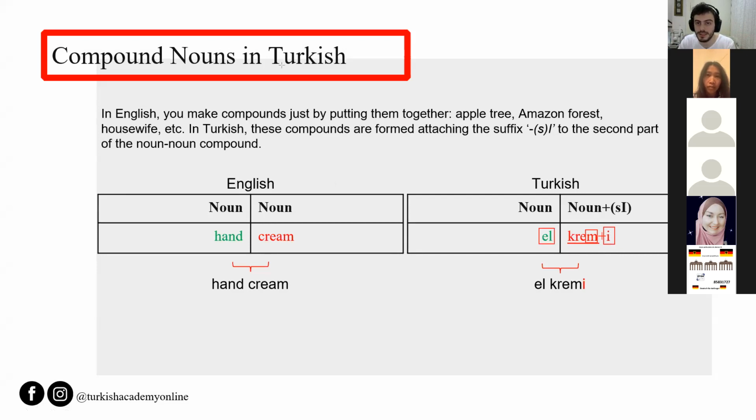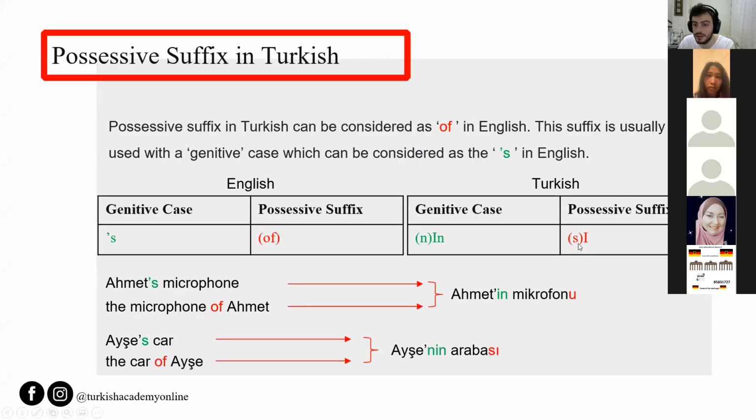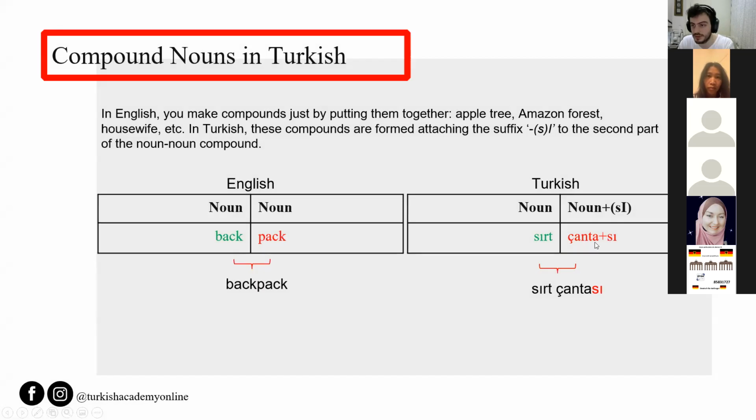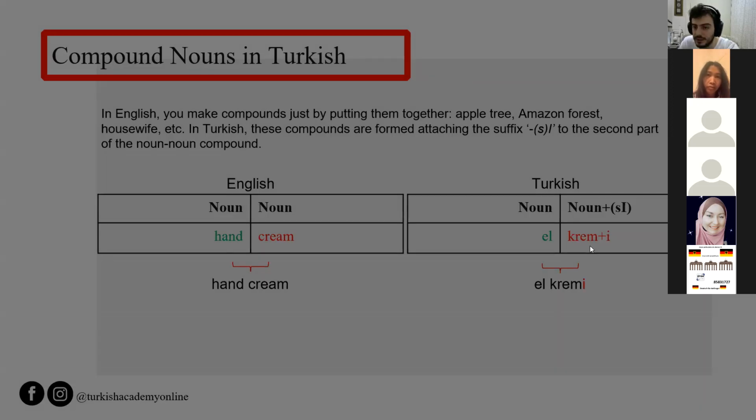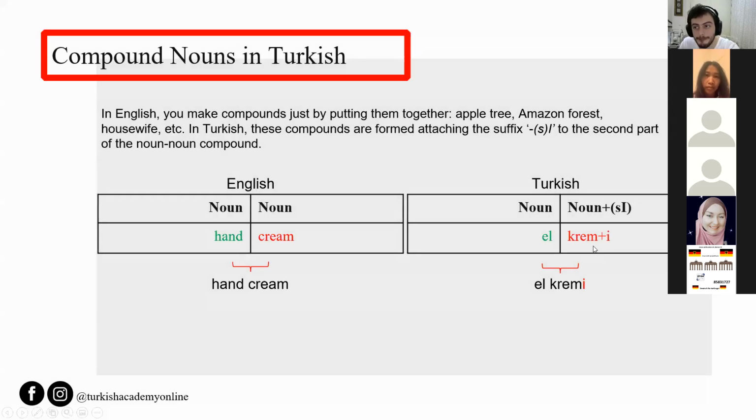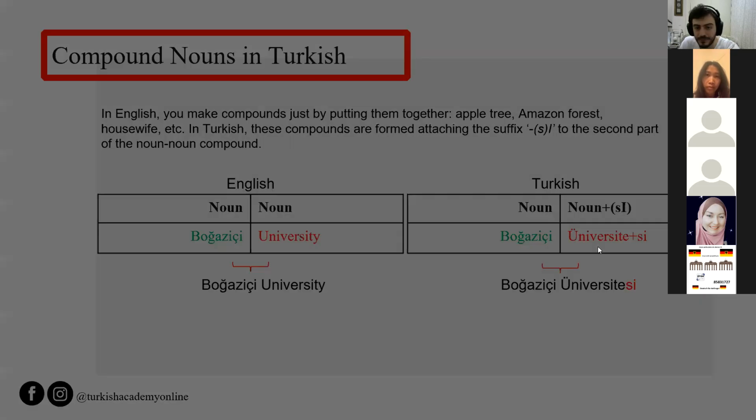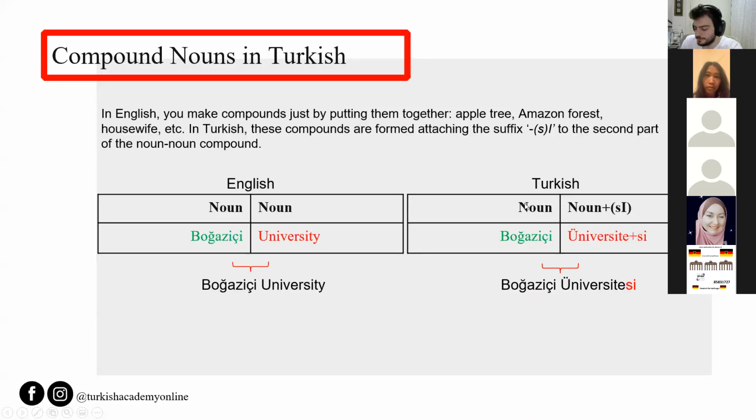In all of my examples previously, I had a word that ended with a vowel. Oda, masa, çanta. Yeah, these are all the examples. Çanta, masa, oda. They all end with an A, with a vowel. But krem ends with an M, a consonant. So this is the annoying part.